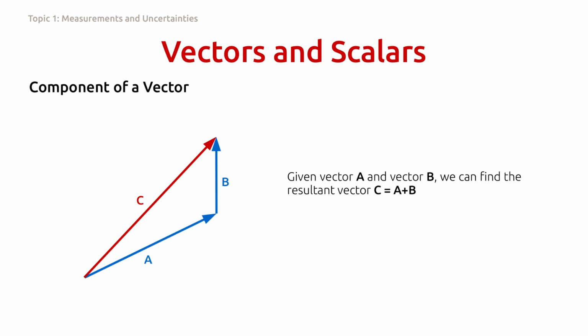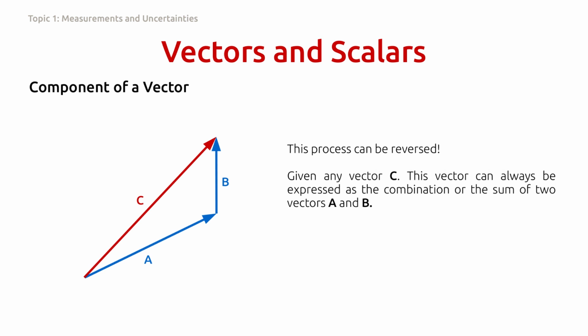To summarize, this is what we do in vector addition. Given any vector a and vector b, we can find the resultant vector c equals a plus b. This process can be reversed. We can think of it this way. Given any vector c, this vector can always be expressed as the combination or the sum of two vectors a and b, such as this, or this, or this, or any other infinite combinations of a and b.